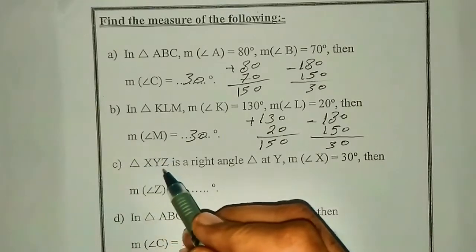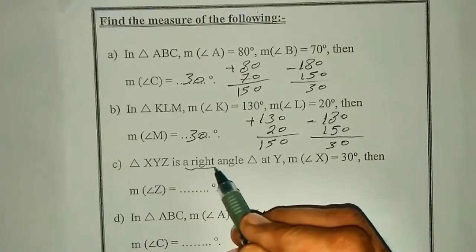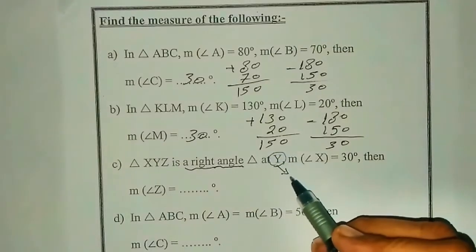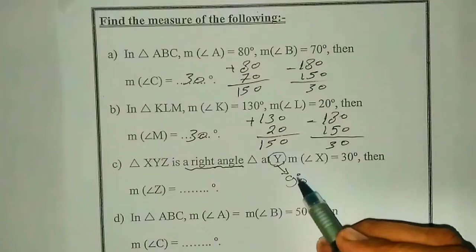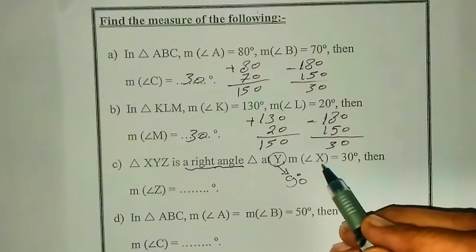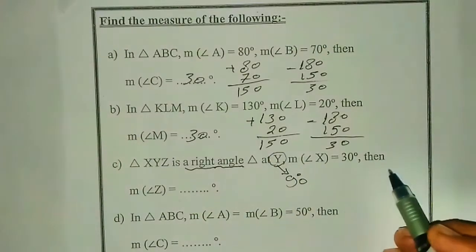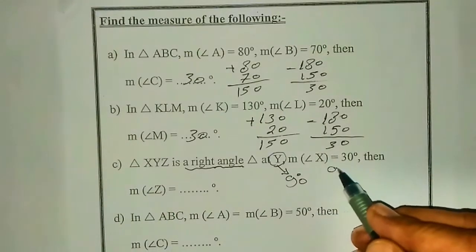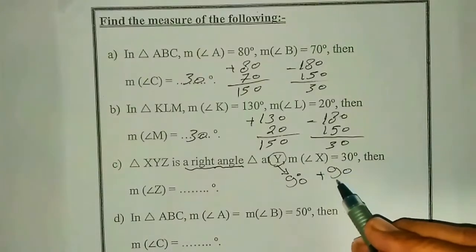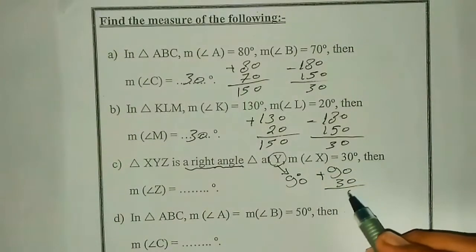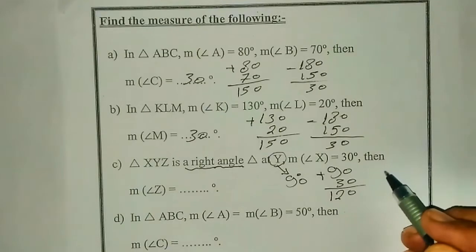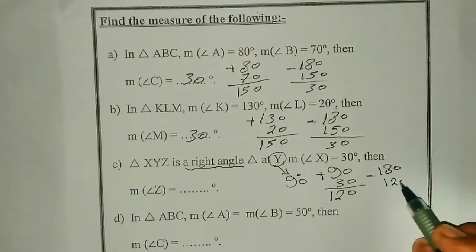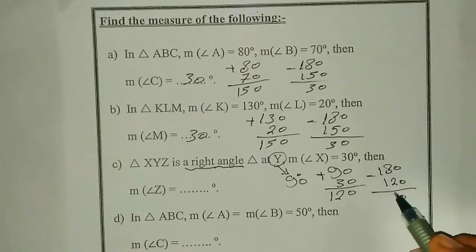Triangle XYZ is a right angle triangle at Y. This means the measure of angle Y equals 90 degrees. And the measure of angle X equals 30. Then find the measure of angle Z. First step, 90 plus 30 equals 120. Second step, 180 minus 120 equals 60.